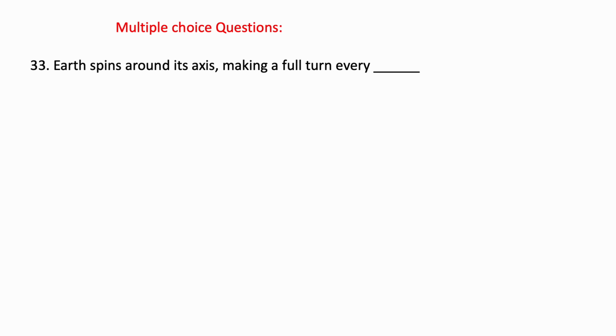Earth spins around its axis, making a full turn every option A 365 days, option B 24 hours, option C 15 hours. Correct answer is option B 24 hours. Earth takes 24 hours to complete one rotation.